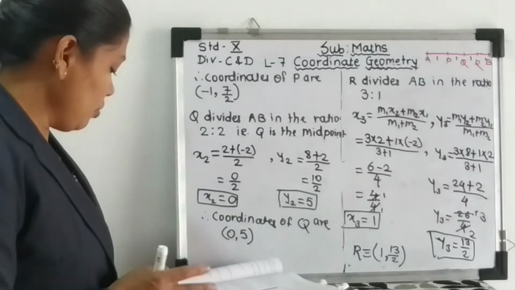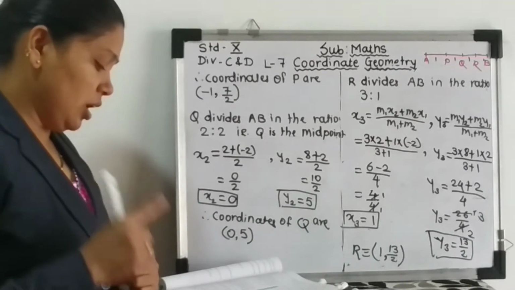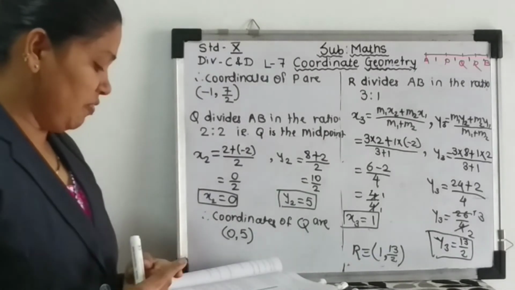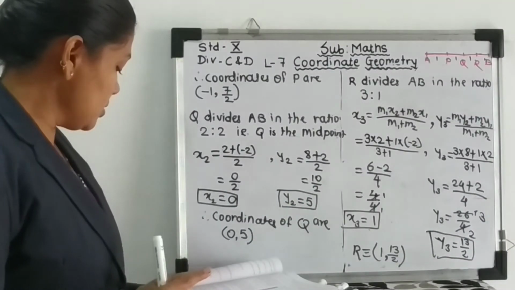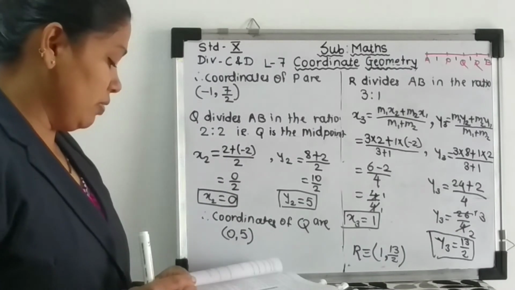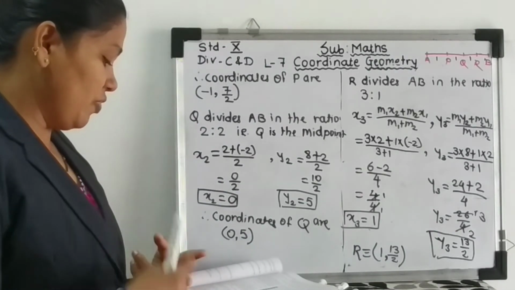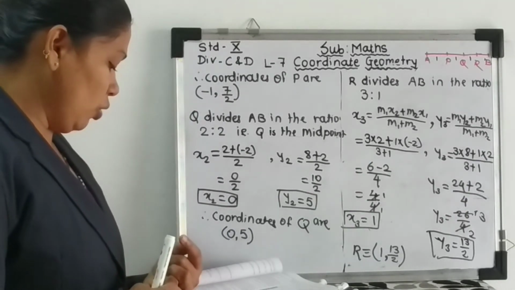Now we will see question number 10. Find the area of the rhombus if its vertices are (3, 0), (4, 5), (-1, 4), (-2, -1), taken in order. We are going to find the area of the rhombus.